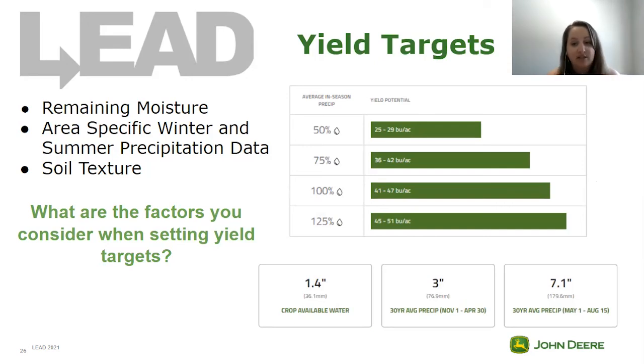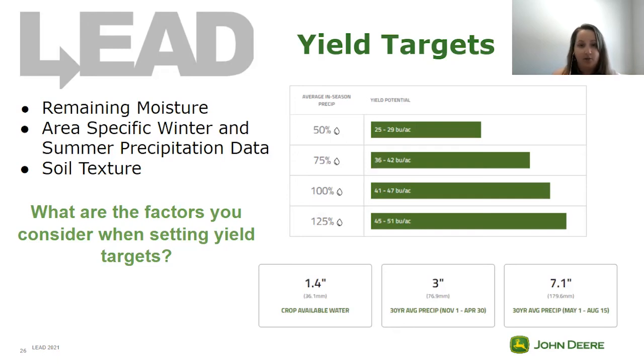It also provides what the 30-year average of precipitation is between November and April, and the 30-year average for May to August 15th. So your crop available water is set in stone. That is taken as the whole number. What you can do is select from 50 to 125% of your average precipitation for both your winter and your summer precipitation. So you can select basically how you want to hedge your risks.